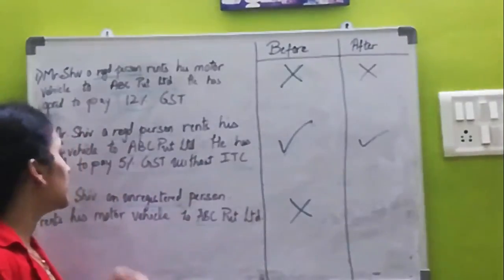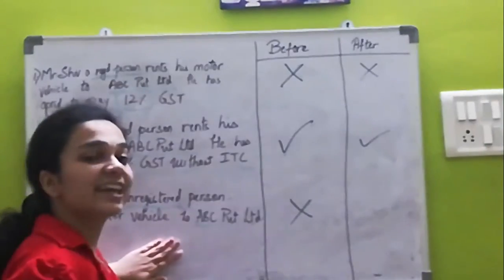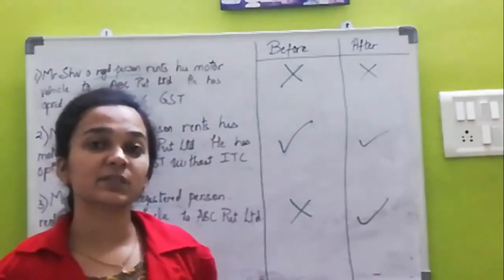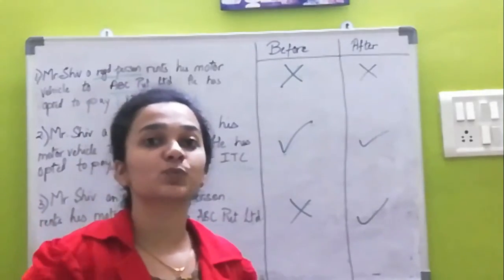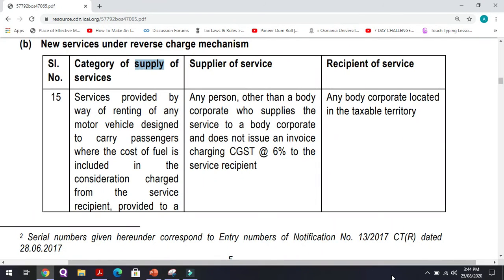But when we talk about the third situation wherein the supplier is an unregistered person, this case will now be covered under RCM. Why will this be covered under RCM? This is because there's a change in the wordings which were previously there for supplier of service. If you look at the supplier of service in the amended scenario, it says that supplier of service is a person other than body corporate who supplies the service to a body corporate and does not issue an invoice charging CGST at the rate of 6% to the service recipient.